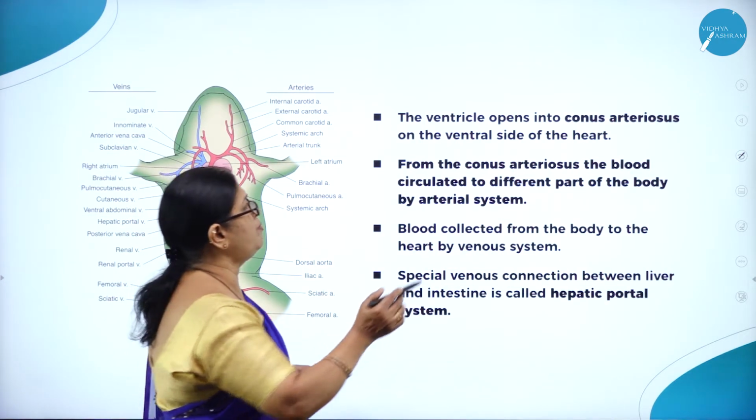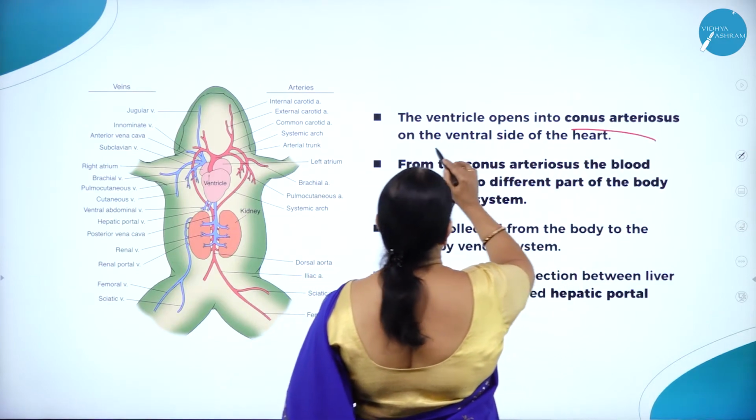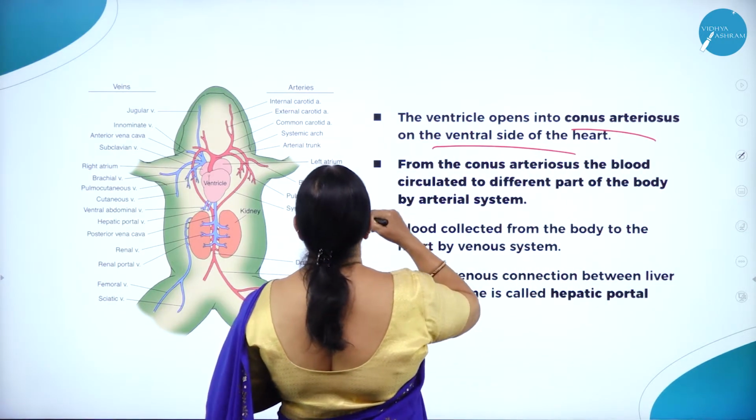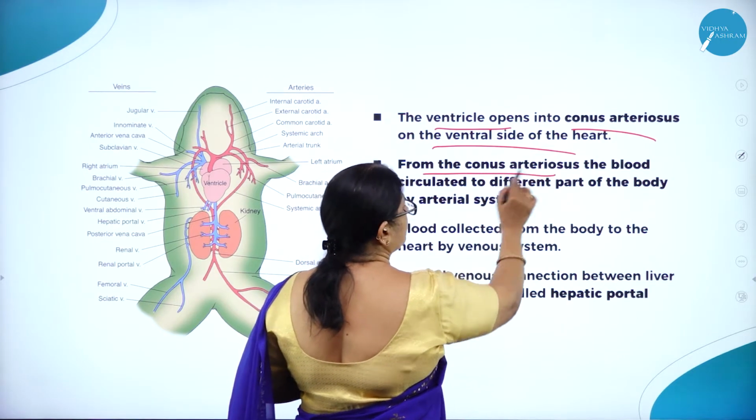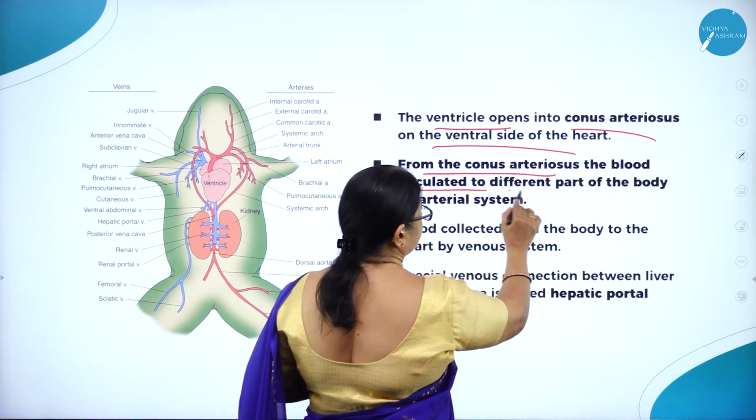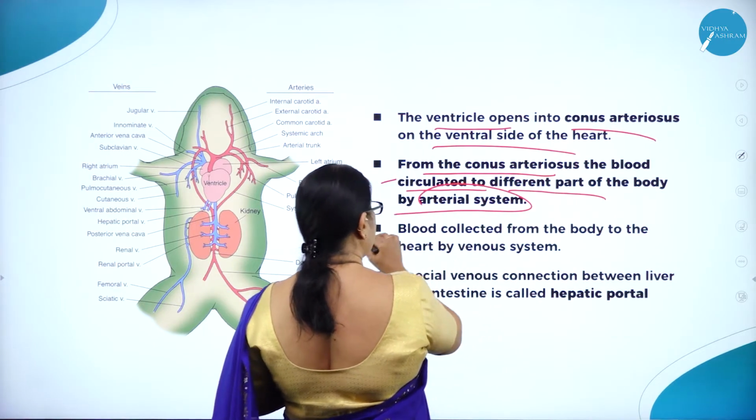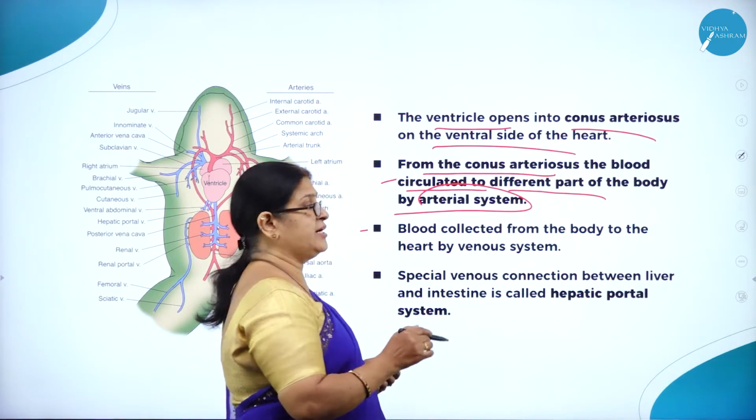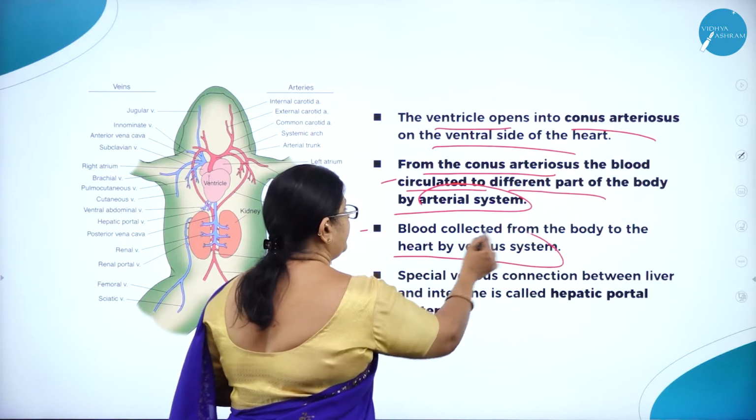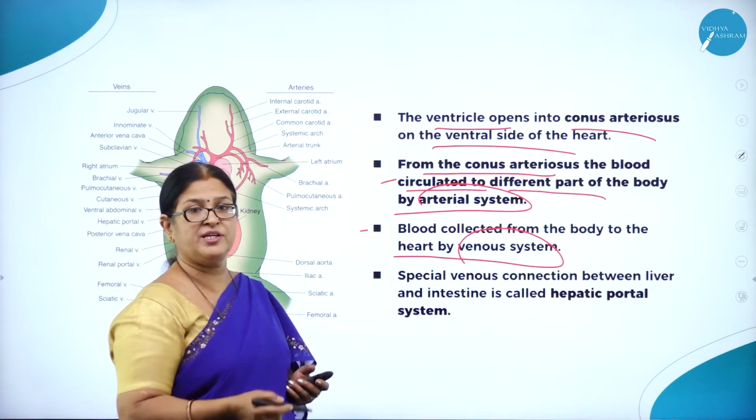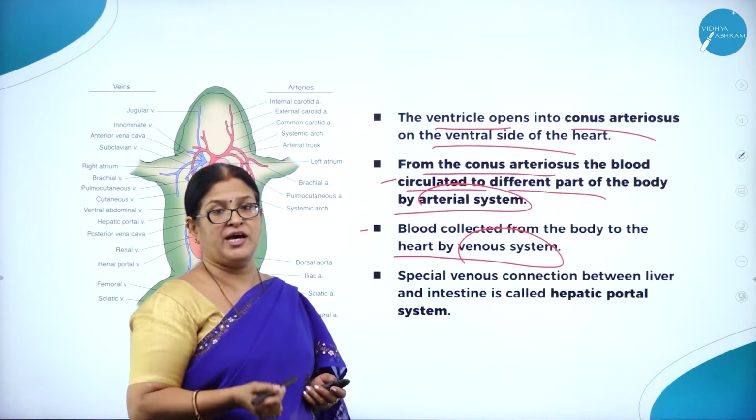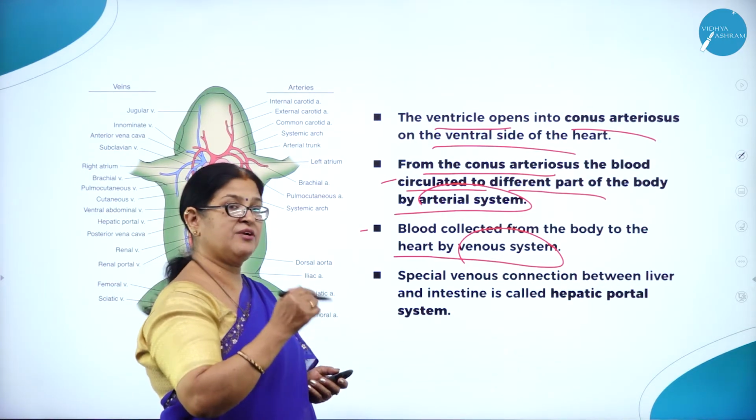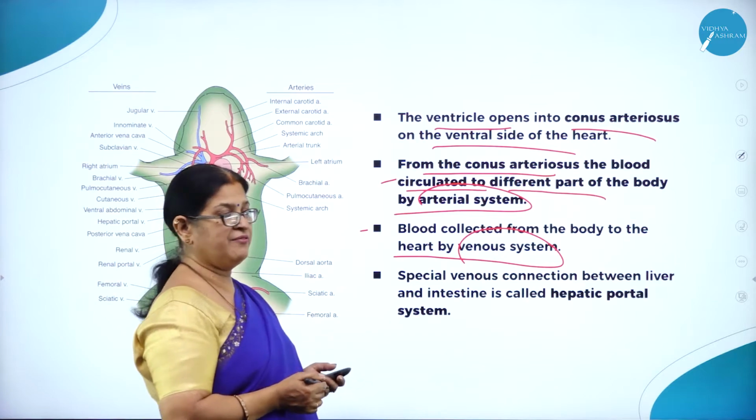The ventricle opens into the conus arteriosus on the ventral side of the heart. From the conus arteriosus, the blood is circulated to different parts of the body by the arterial system. Blood is collected from the body to the heart by the venous system. We use the word venous to mean that which carries deoxygenated blood. What do you mean by deoxygenated? More of carbon dioxide.